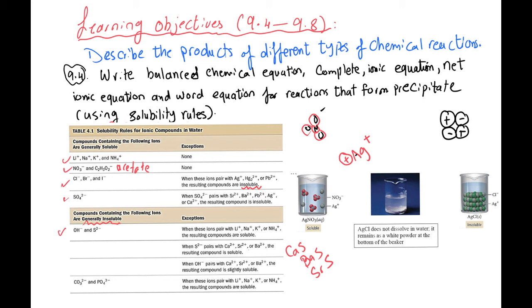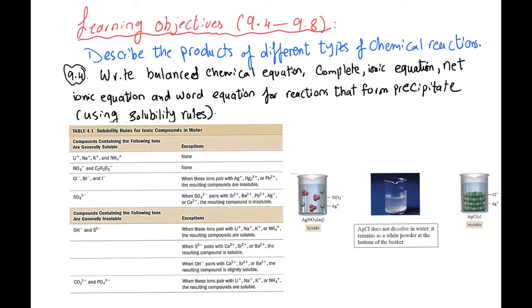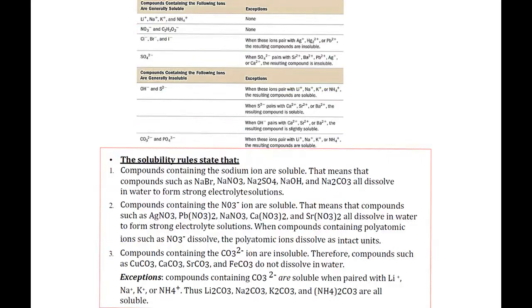When hydroxide pairs with calcium, strontium, or barium, the result is slightly soluble. So calcium hydroxide is slightly soluble. Carbonate and phosphate: when these ions pair with lithium, sodium, potassium, or ammonium, the result will be a soluble salt. So normally carbonate and phosphate are insoluble, except lithium, sodium, potassium, and ammonium carbonate and phosphate. They will be soluble.